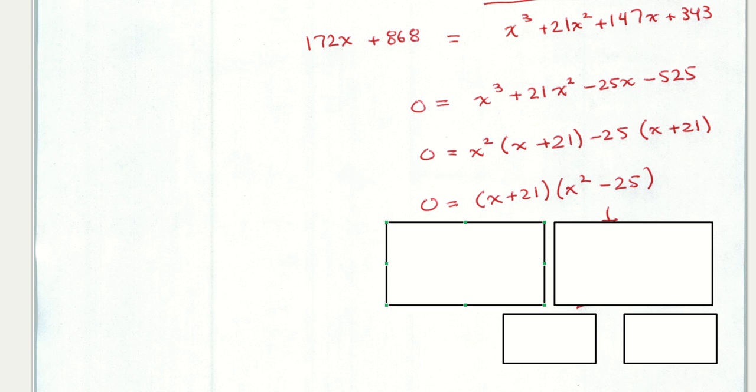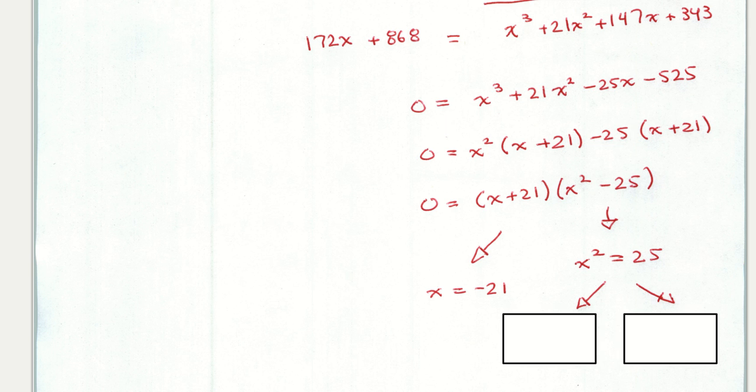The x plus 21 gives us a solution of negative 21. That factor is 0 when x is negative 21. Then I'm going to use the square root property on the second factor, setting it equal to 0 and then adding 25 to both sides. And then when we take the square root, we get the positive 5 and we get the negative 5.